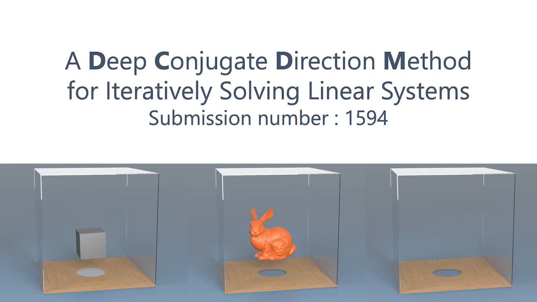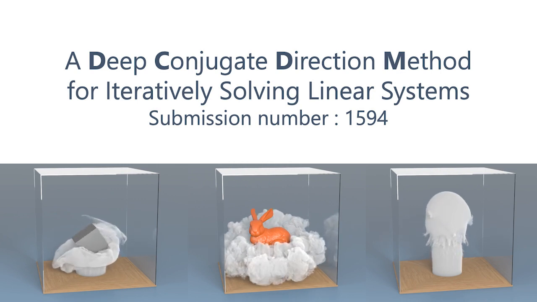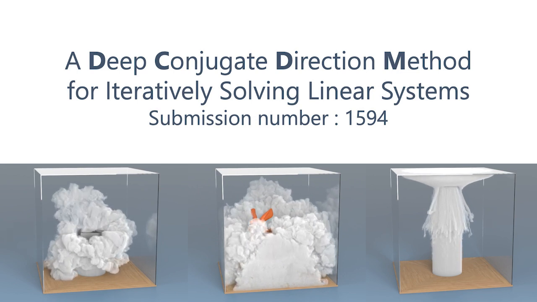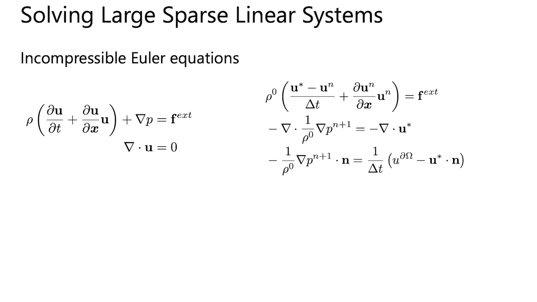We present a deep conjugate direction method, or DCDM, for iteratively solving linear systems. DCDM is a novel deep learning approach to approximate the solution of large, sparse, symmetric, positive definite linear systems of equations. These types of systems arise from many problems in applied science. For example, they arise in numerical methods for partial differential equations.